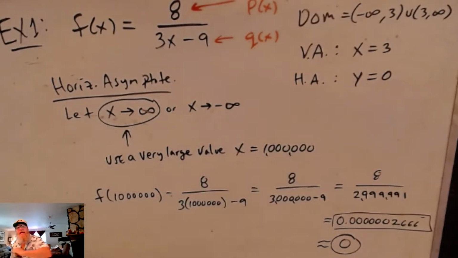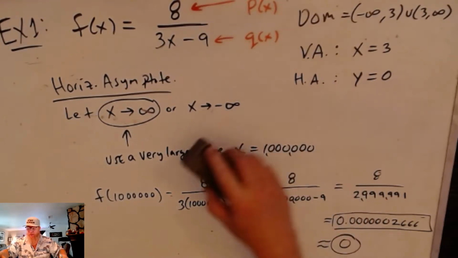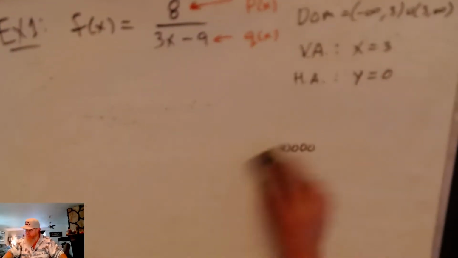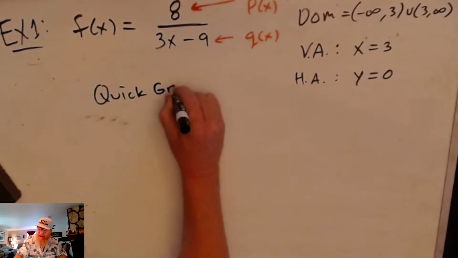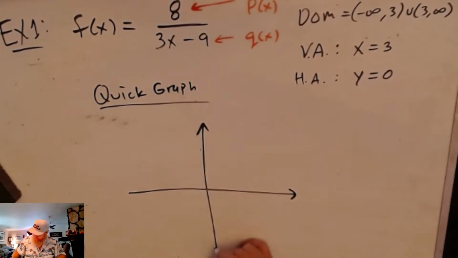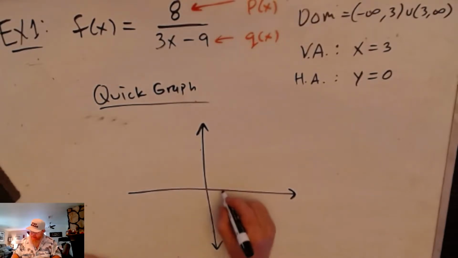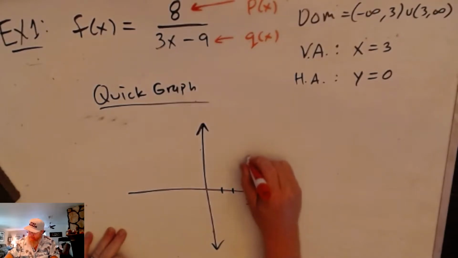We could draw a rough sketch of this graph. Perhaps in a minute I'll use the graph board or maybe even use the computer to show some virtual graphing. But for the time being, this question has been answered: domain, vertical asymptote, horizontal asymptote, and a quick graph. Not a very detailed one, but I'll just call this a quick graph. You draw your x and y axes. You draw your vertical asymptote, which is x equals 3.